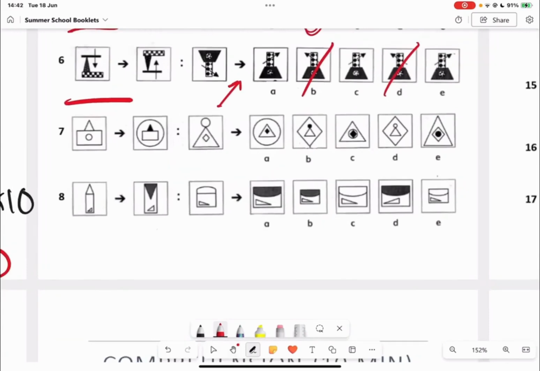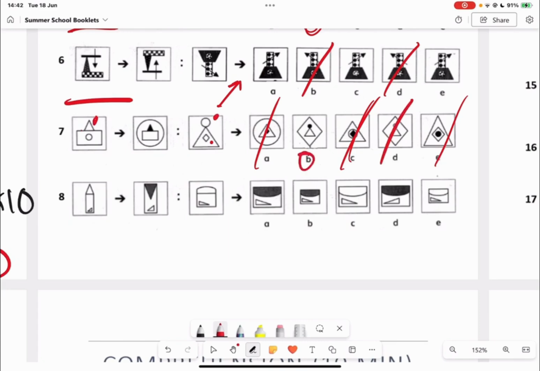Question 7, we can see the triangle, the circle in the center will become larger, and then that means that our diamond in our shape here will become the larger shape. So given that, we would expect it to not be A, C, or E. And then we're also looking at colour. So we can see the shape at the top, which in our case is a circle, should be black. So the answer should be B.